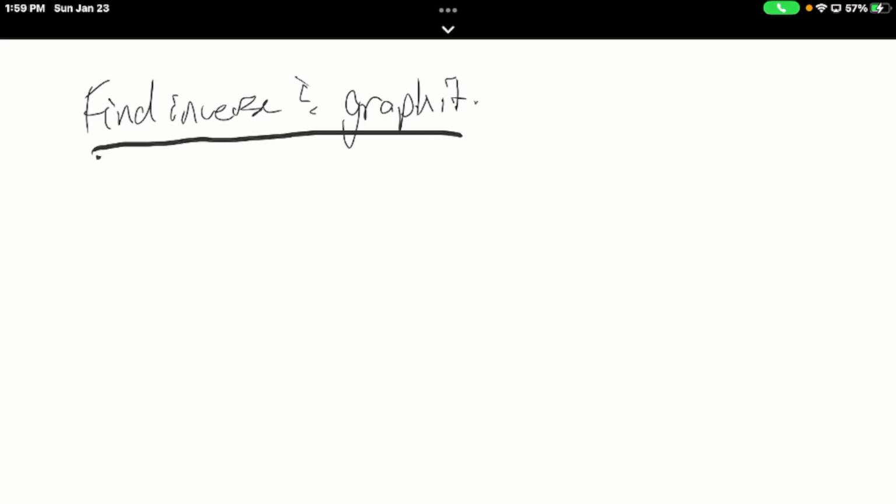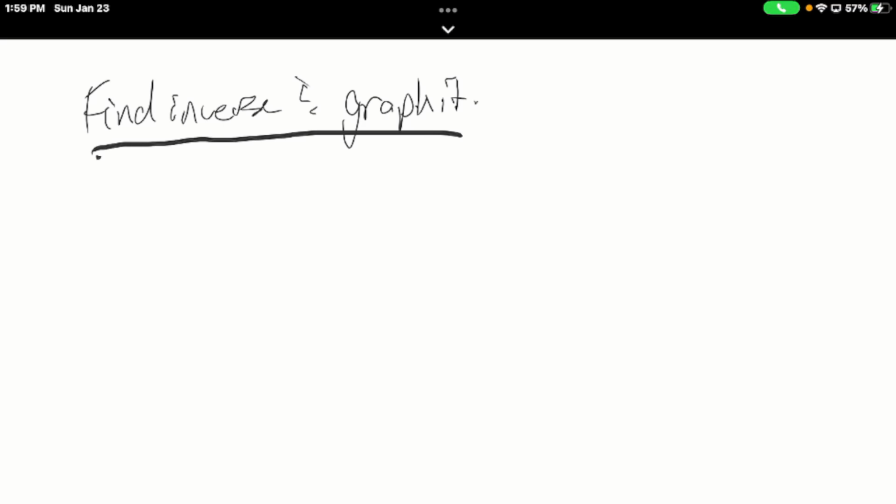So instead of just finding the inverse of a function, let's say I were to ask you to find the inverse and graph it. This is well before anything dealing with transformations. We're just dealing with stuff that we saw in the previous video, which was finding the inverse of a function and learning how to graph it just based on that.